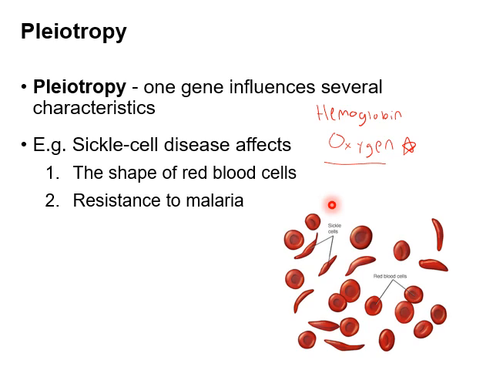And we talked about how resistance to malaria is a lot of why sickle cell disease came about in the first place. Because it's way worse to have malaria than to have sickle cell disease. So by having those sickle cells, it's a good thing if you're in an area where there's a lot of malaria. Okay, so that's pleiotropy. So that's one gene influencing several characteristics.